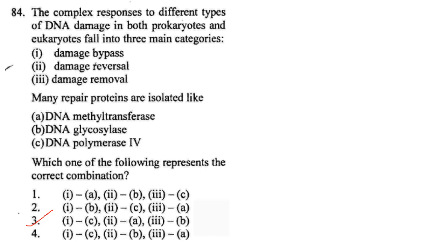So, 1 is C, DNA polymerase 4. 2, A, DNA methyltransferase. And 3, DNA glycosylase, that is damage removal. So the answer here is option 3, 1C, 2A, 3B.